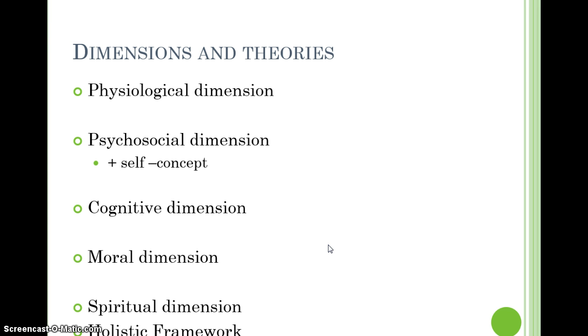The physiological dimension consists of the physical size and functioning of each individual, influenced by genetics, nutrition, the central nervous system, and the endocrine system. The psychosocial dimension consists of feelings and interpersonal relationships. It's important to have a positive self-concept for happiness and success.